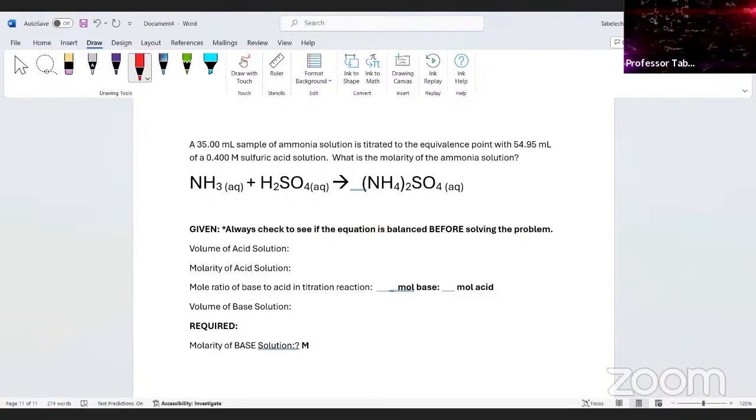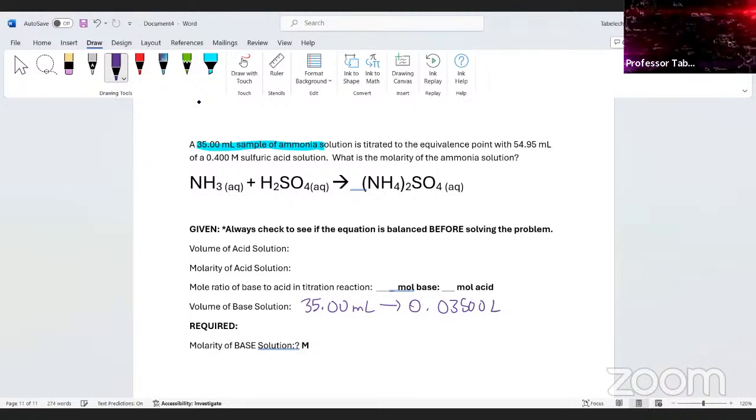Okay, so now here's what you've got. Thank you, Shohag. So what you got right here, let's go ahead and highlight what we know. A 35 milliliter sample of ammonia. First number that they gave you was the volume of the base, 35.00 milliliters of ammonia, okay?